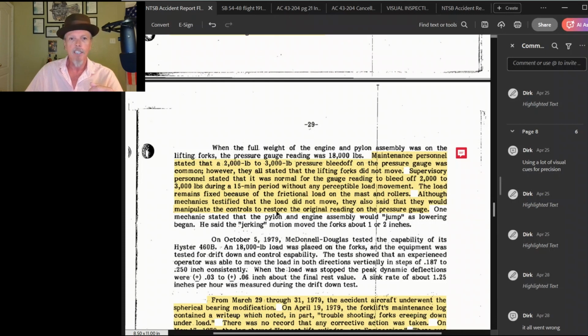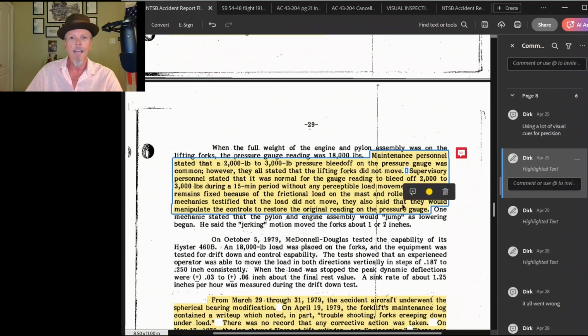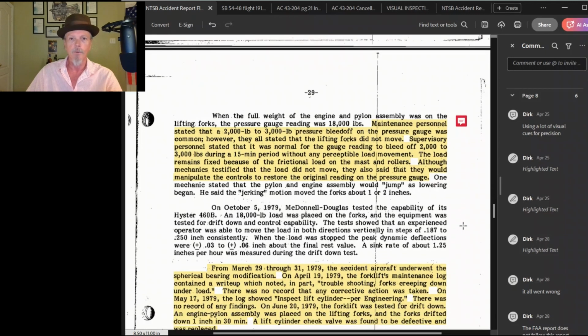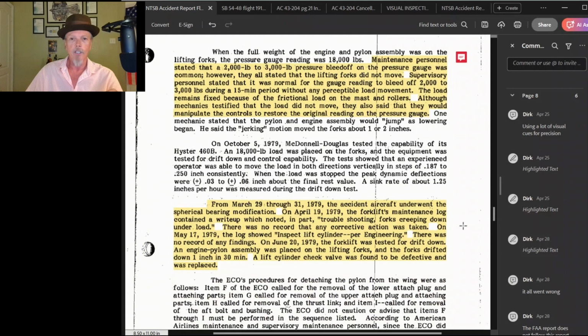Although mechanics testified that the load did not move, they also said that they would manipulate the controls to restore the original reading on the pressure gauge. So when you're using this type of forklift, they're moving stuff and manipulating it to make sure it stays where it's supposed to. When you need very small movements, that's not a good thing.